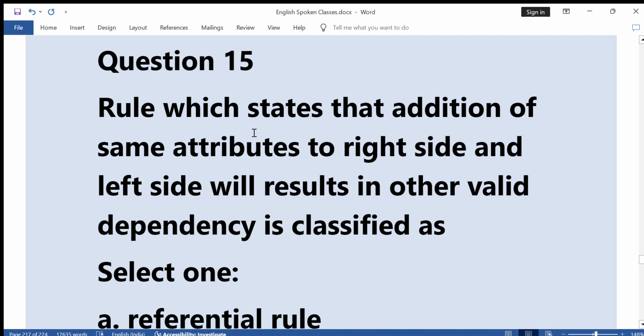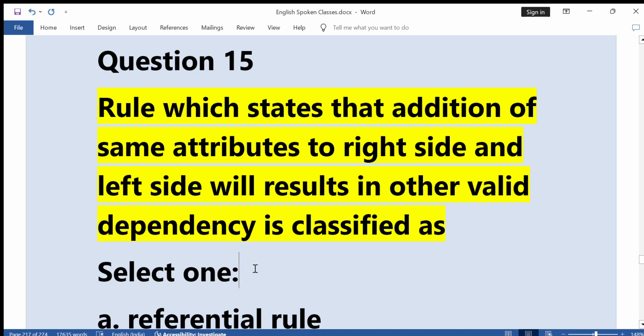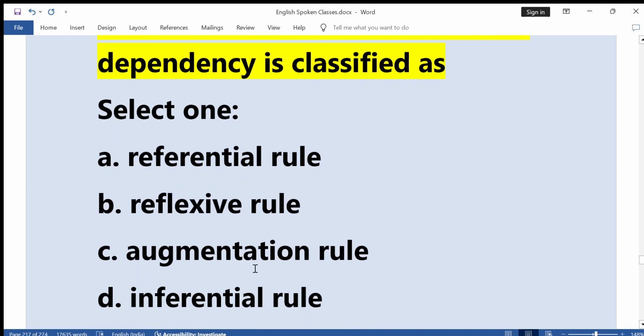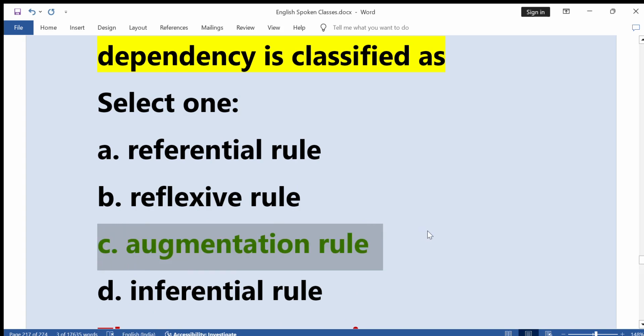Question number 15 is: the rule which states that the addition of some attribute to the right side and left side will result in other valid dependencies is classified as, select one. Option A, referential rule. Option B, reflexive rule. Option C, augmentation rule. Option D, inferential rule. So what will be the answer? Answer will be option C, augmentation rule.